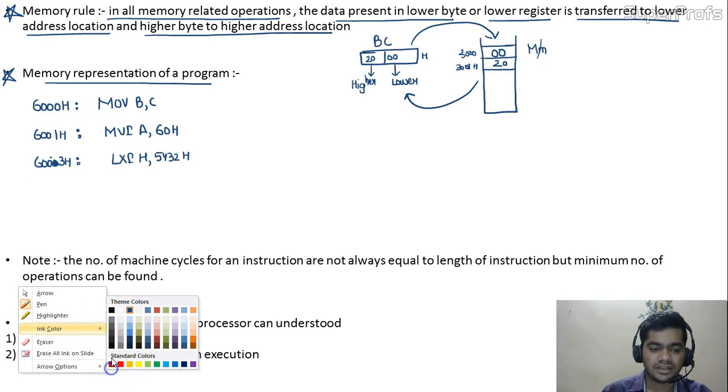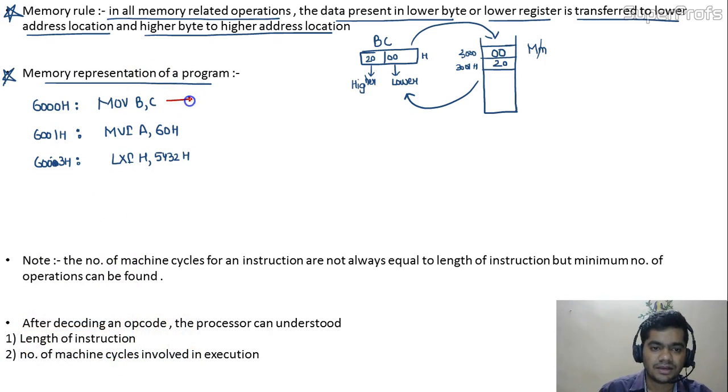Because we know that there are 1 byte instructions, 2 byte instructions, and 3 byte instructions. Because there is no 8 bit or 16 bit data available, that's why MOV is a 1 byte instruction. There is an 8 bit value available, that is why MVI is a 2 byte instruction, and there is a 16 bit value available here, that's why LXI is a 3 byte instruction.